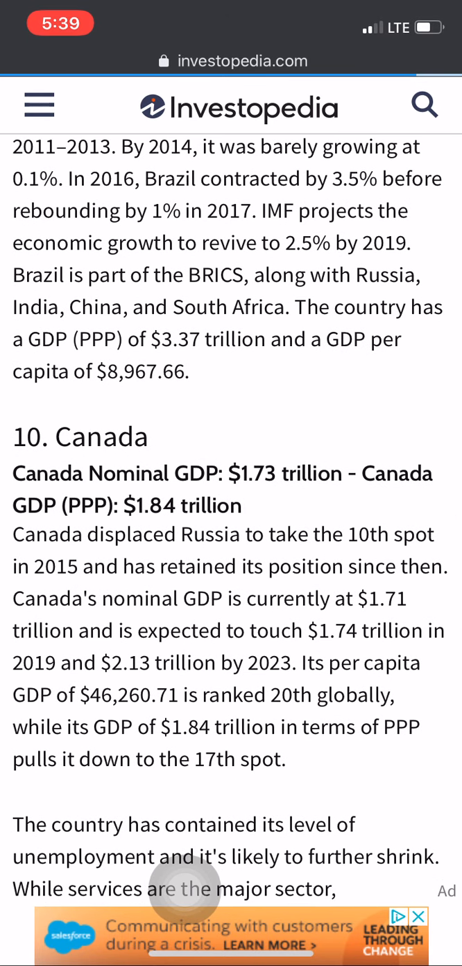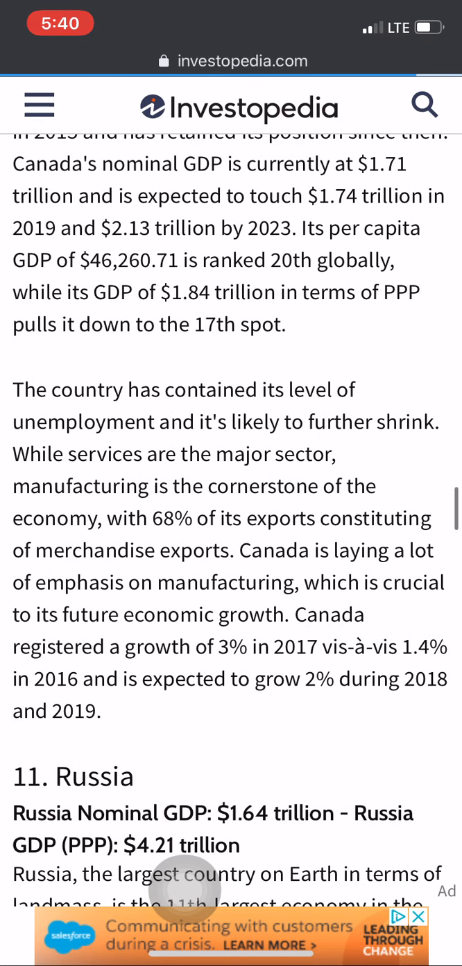Now come to Canada. This is the country that I'm living in right now. In terms of nominal GDP, it's 1.73 trillion. PPP GDP is 1.84 trillion. So not that much of a difference, just 0.1. Why is that? Because if you compare the US dollar to the Canadian dollar, I think the current exchange rate is around 1.2 or 1.3, something like that. So that's why the PPP and nominal GDP are not that far apart.